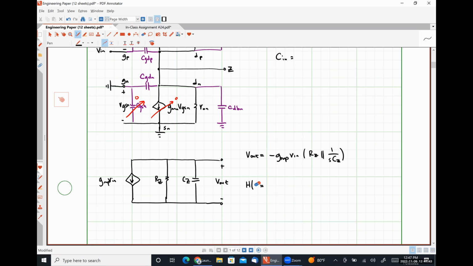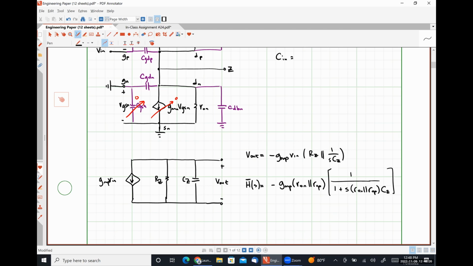So H as a function of S, where S is a complex number, is going to come out as negative gmP (R naught N in parallel with R naught P) multiplied by a factor of 1 over 1 plus S, (R naught N in parallel with R naught P) times CZ. So this is our frequency response transfer function.